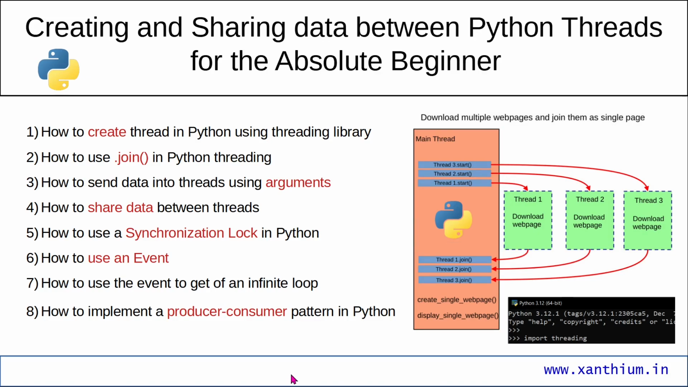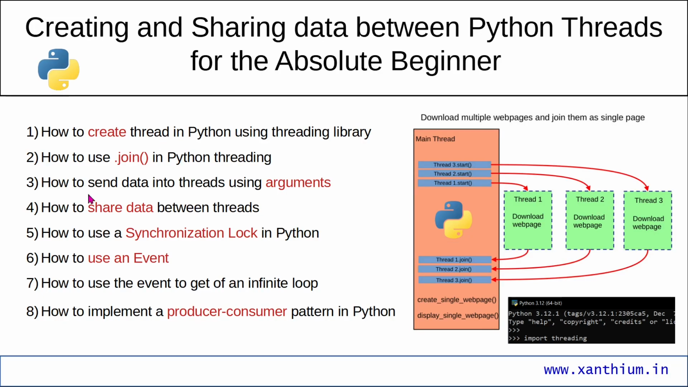We will teach you how to create the thread, how to join different threads, and how to send data between the threads. For example, you can send data into the thread as an argument, or you can share the data between two threads. And we'll also teach you how to use a synchronization lock or a mutex so that you can coordinate the access of a shared variable between two different threads.